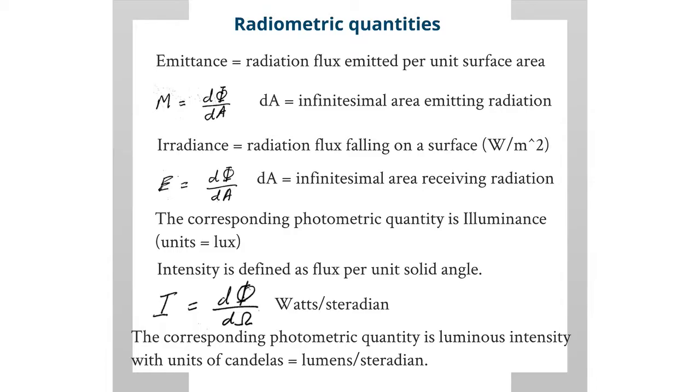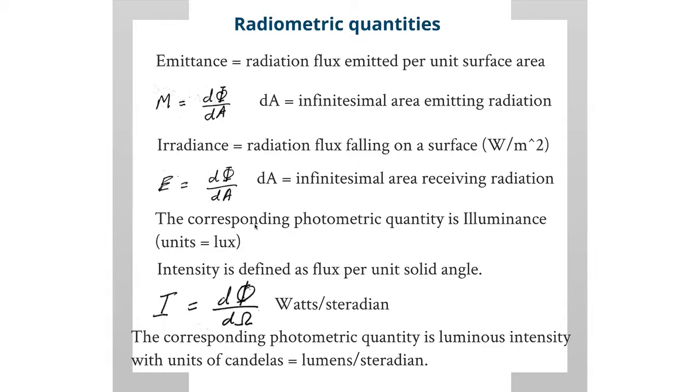Okay, so now we need to look on the other side at radiometric quantities, a few more radiometric quantities, and then we'll come back to photometric quantities. One is emittance. All of these are very similar, and we've seen this before, so it's kind of a review. First one is emittance. It is the radiation flux emitted per unit surface area. So this is just, for instance, the sun or a black body. M is defined as flux per unit area, dA being some infinitesimal area emitting radiation. Another name is irradiance, radiation flux falling on a surface. So if you go outside and measure, that's called irradiance, watts per meter squared.